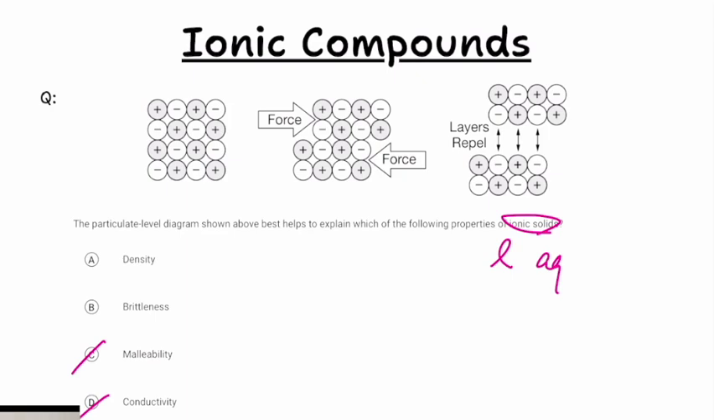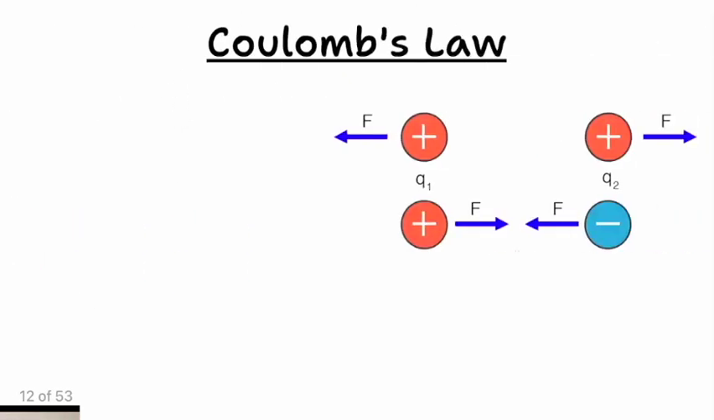It should be brittleness, because in the second diagram, someone is applying a force on the top left corner and then the bottom right corner. So there is a shift, and now the like charges are next to each other, and there is a repulsive force between them, so they separate into two separate layers. This is the brittleness, easy to break when applying a force.